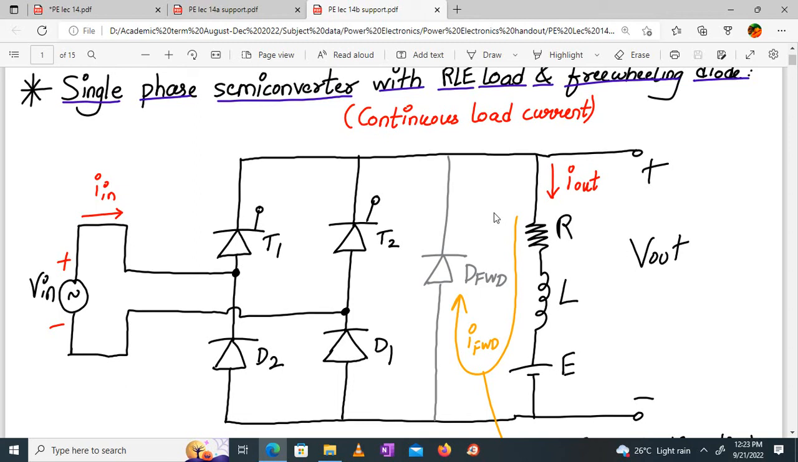In case of continuous load current conduction, the working is almost the same, because in case of continuous load current conduction, we don't care about the load. We just care about when the SCR turns on, and it will function as per the SCR turning on at alpha, at pi plus alpha. But only if there is a discontinuous mode, only then your load will come into the picture.